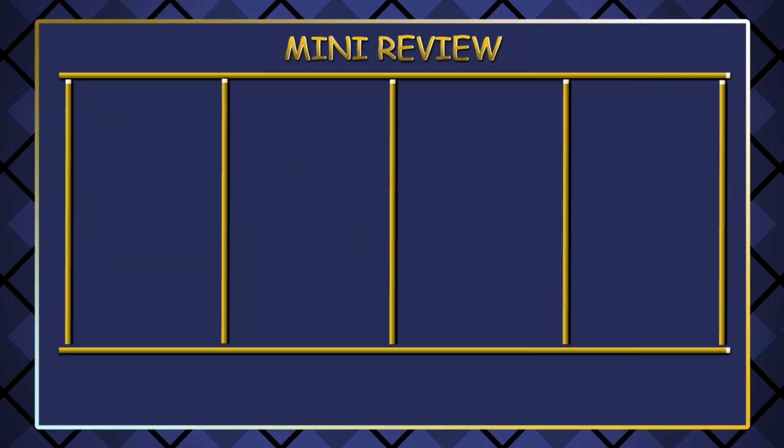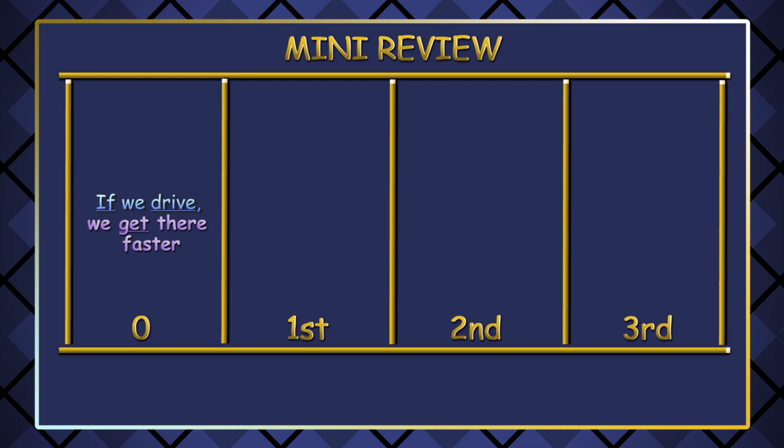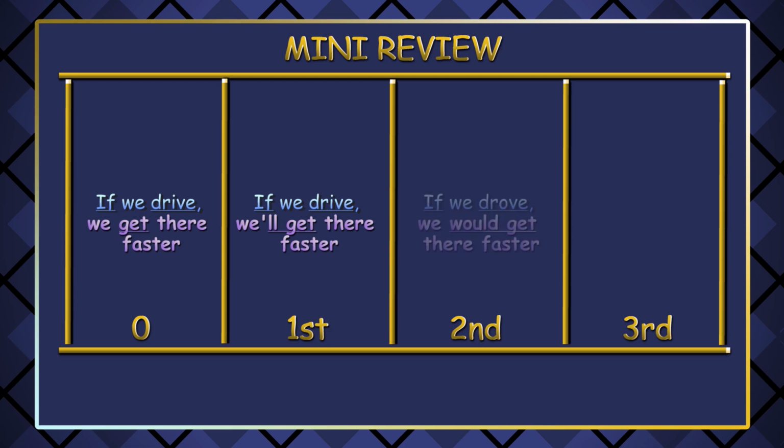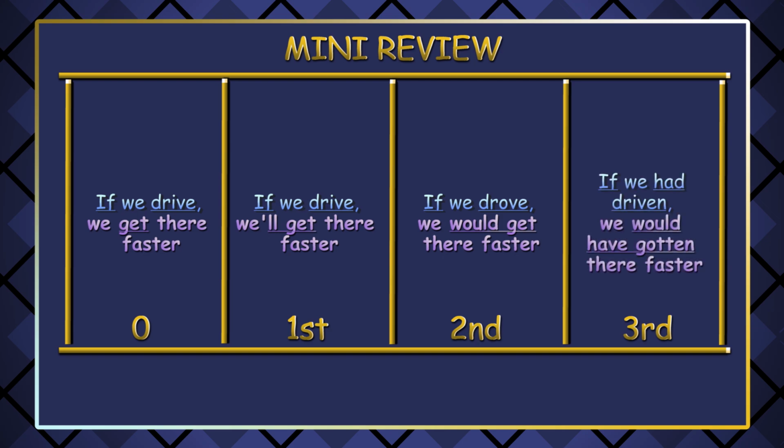Mini review. Here we have zero conditional, first conditional, second conditional, and third conditional. If we drive, we get there faster. If we drive, we'll get there faster. If we drove, we would get there faster. If we had driven, we would have gotten there faster.